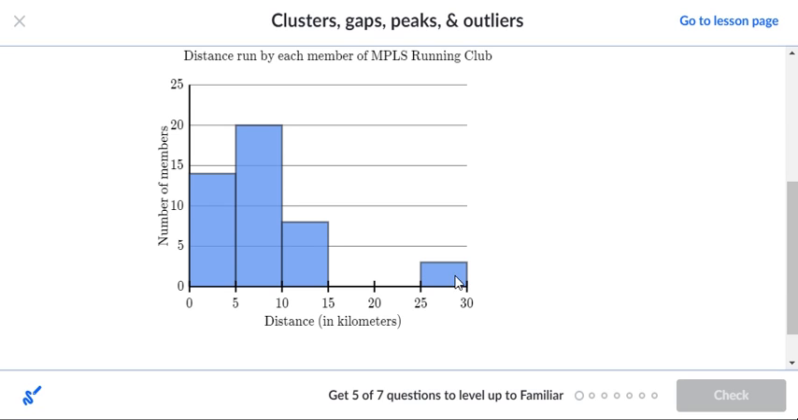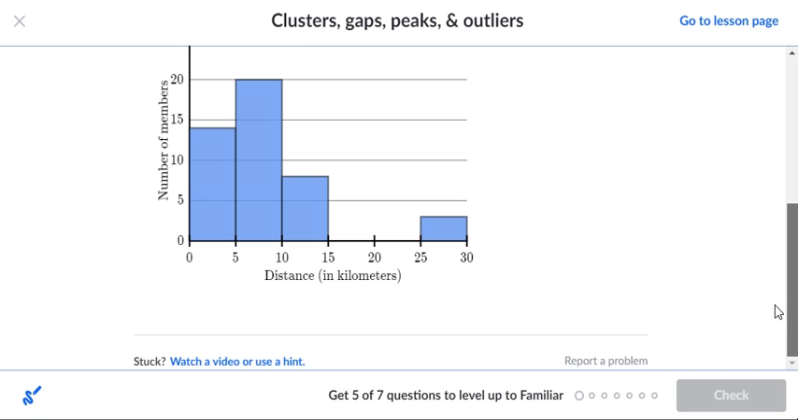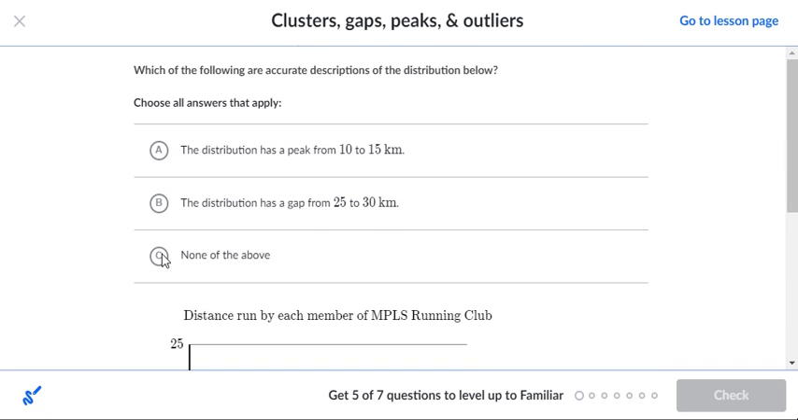So it has a gap from 25 to 30. Now a gap would be missing, like missing teeth. So you have some teeth, and all of a sudden you're missing teeth. That's considered to be a gap. So our gap here would actually be in this area here. So we would look at the 15 to 25 would be our gap. So really, none of the responses they gave us worked. So this would be none.